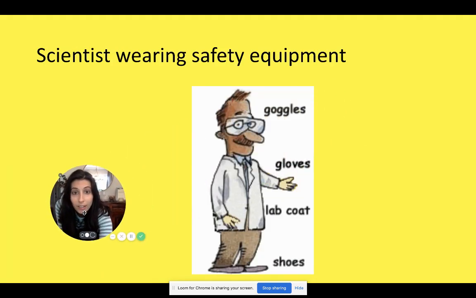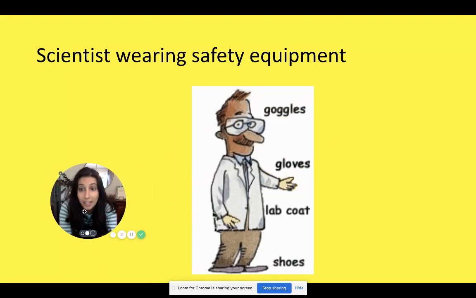Okay, now, since you are scientists, I want you to pretend to put on your safety equipment because scientists wear safety equipment. So first, would you put on your goggles? Why do we wear goggles? Yes, goggles help us to protect our eyes.